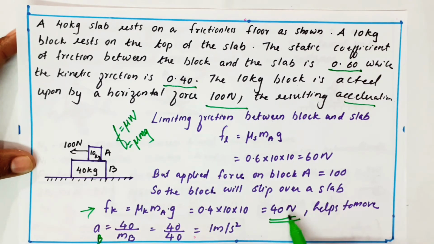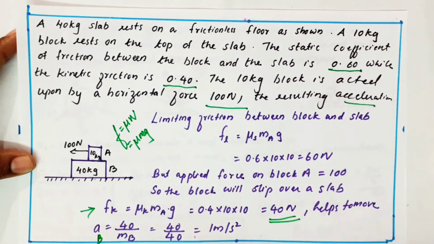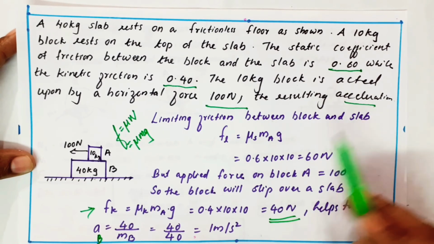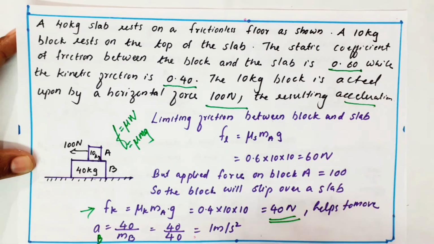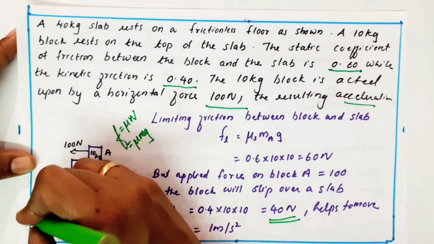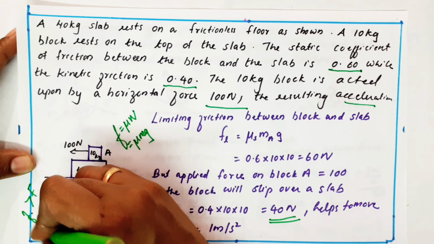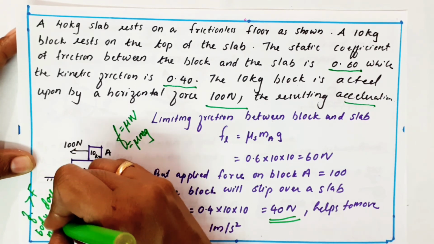Net force I am getting as 40 Newton, that I found with the kinetic friction only. There are a few questions that will come. Just take the reverse case. I am getting the friction as 100 and applied force as 60. So in that case the body won't move. What is the case? If frictional force is greater than applied force, body does not move. Sometimes questions will come like that.